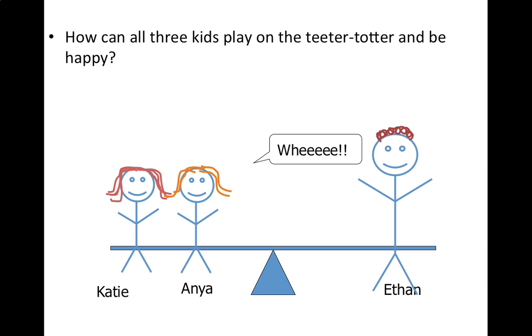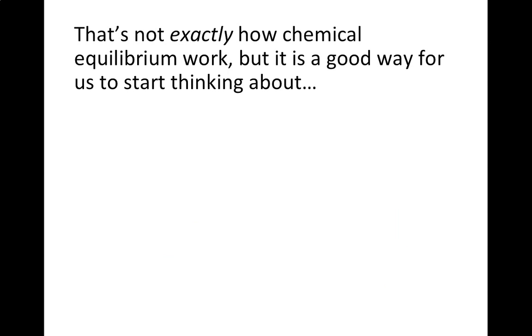Now, what you're going to probably be doing during the tests, and I highly recommend this, is use a pencil, the pencil that you're writing on the test, to think about a nice horizontal line being our equilibrium. And then you're putting stresses on it, and we're going to keep thinking of the teeter-totter and what has to happen to get it back to horizontal. So everybody's happy here. Now, that's not exactly how the chemical equilibrium works, but it's a good way for us to start thinking about it.